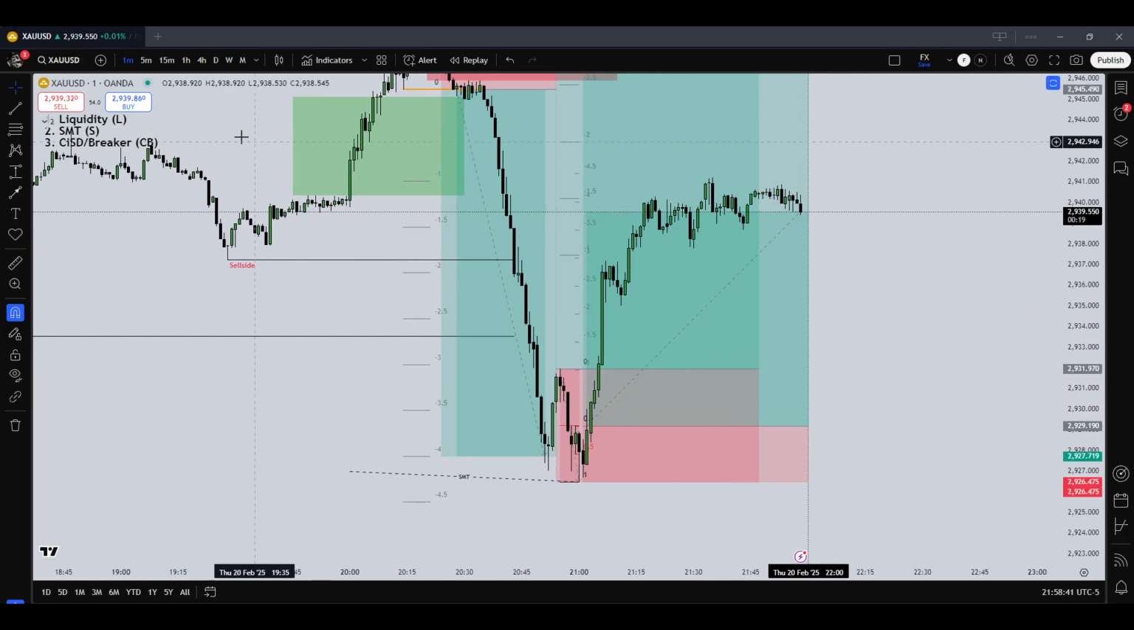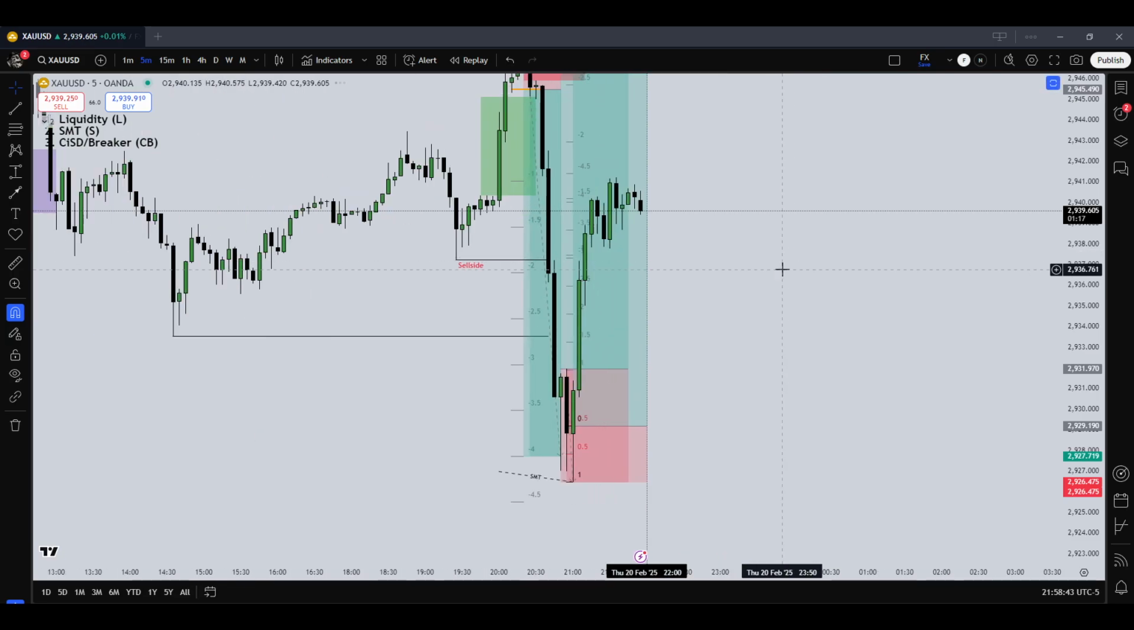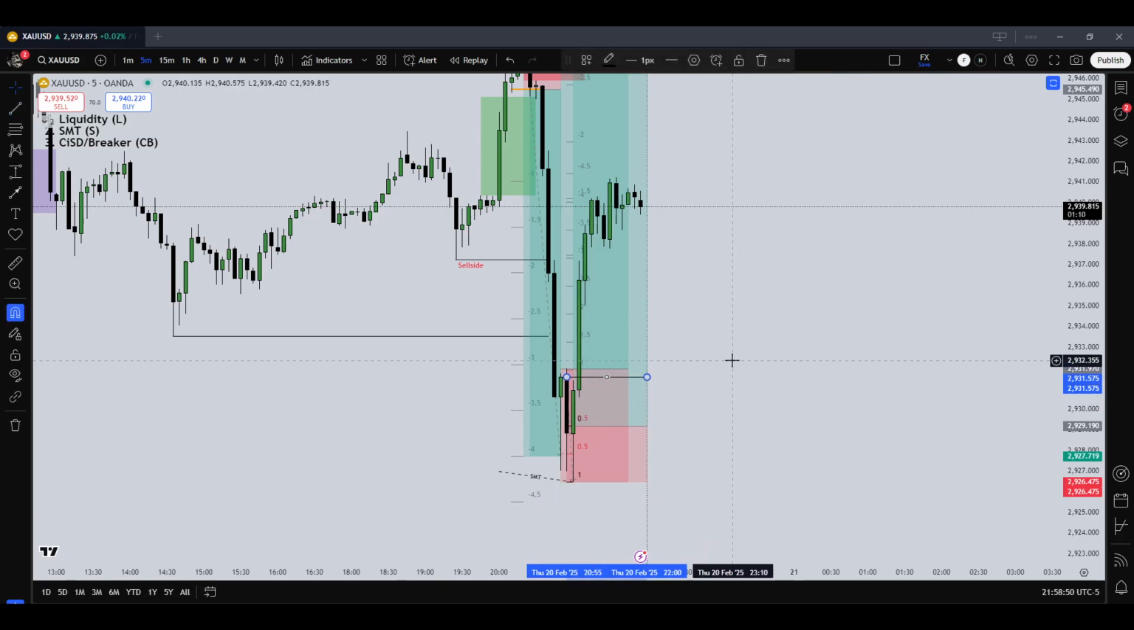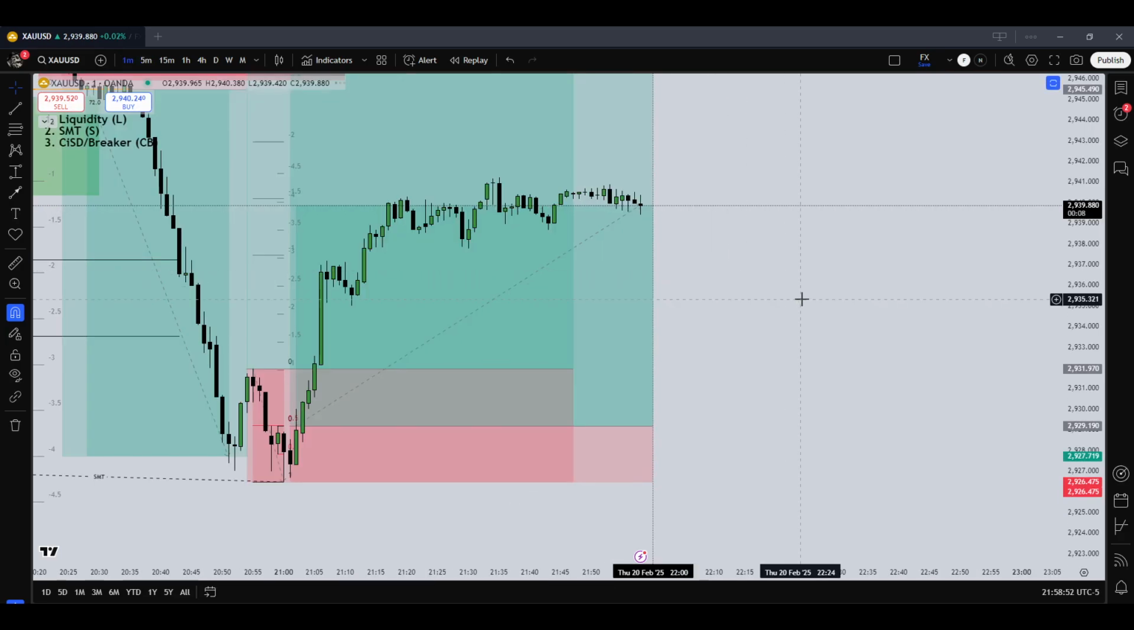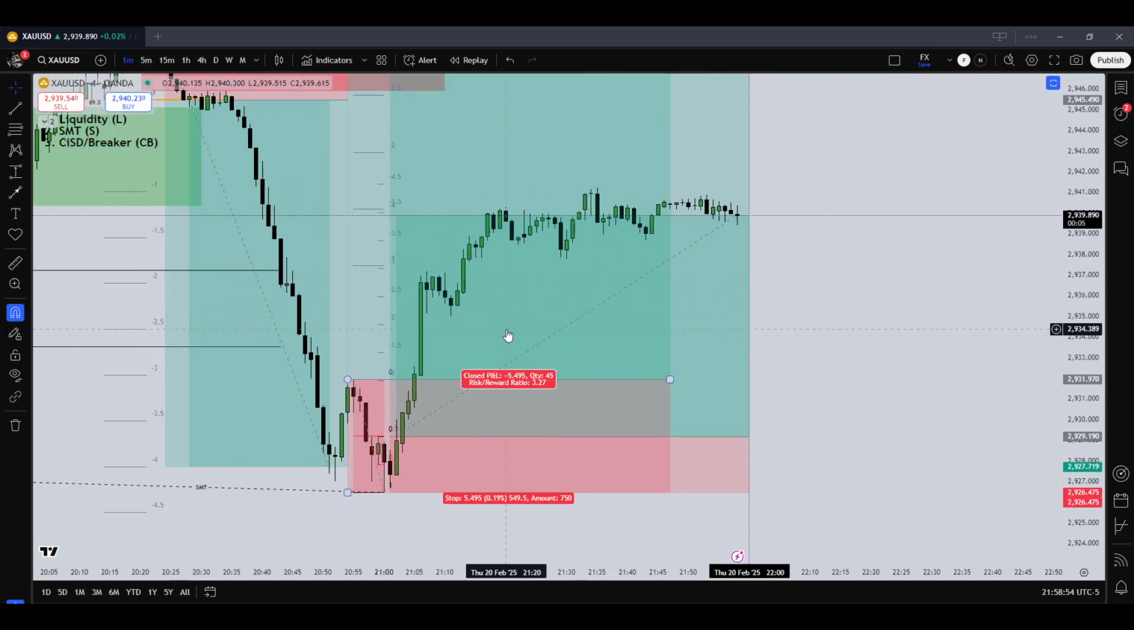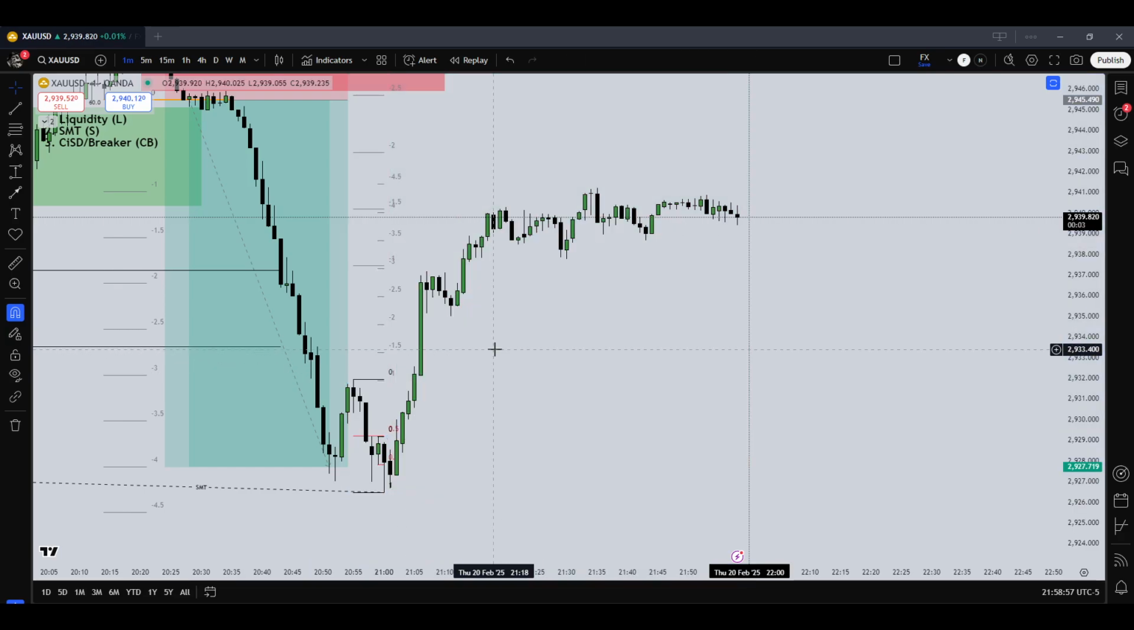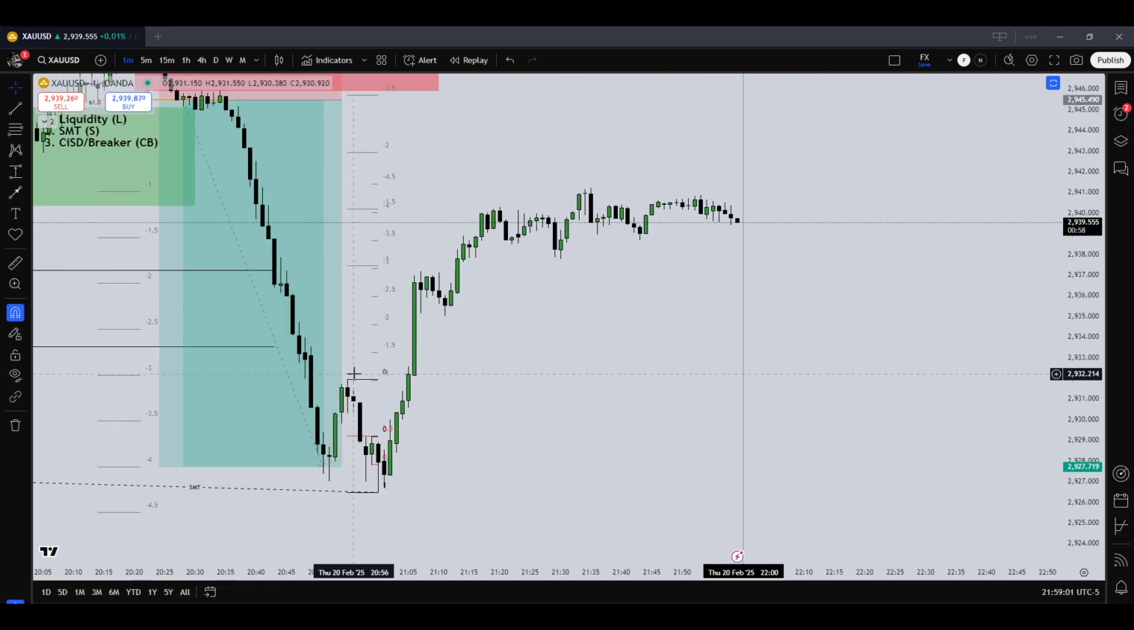Now you just need to look for your breaker or change in state of delivery. Again, if we go through change in state of delivery, your entry would be at this level, but we never came back to retest it, so you would miss it. So if we look at breakers, again, you have two breakers here. You have a larger breaker. I'm just going to remove all of these. You have a larger breaker from this swing high: high, low, higher high, lower low, same thing. You also have a smaller breaker here: low, high, lower low, higher high. So you can choose either of these breakers to enter on, right?